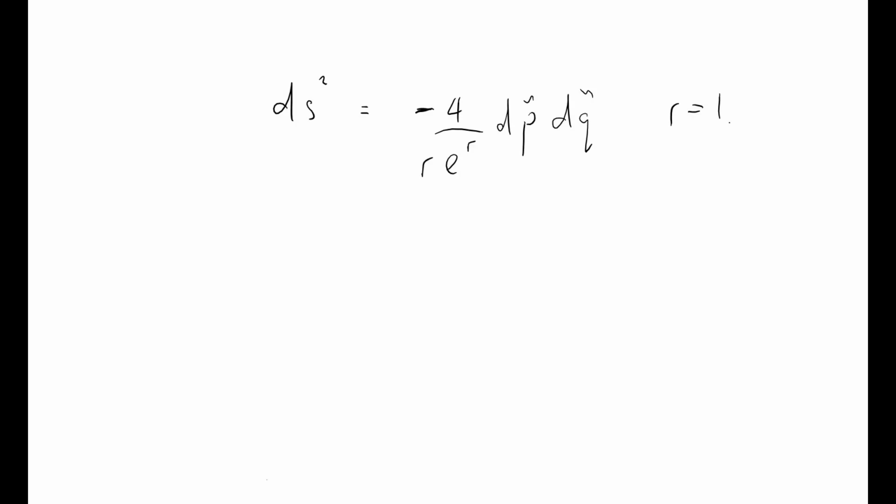General relativity, step by step. I've got this rather nice line element here that behaves itself for the whole of positive R at least. Of course, when R equals 0, something rather peculiar happens. We'll come back to that later.